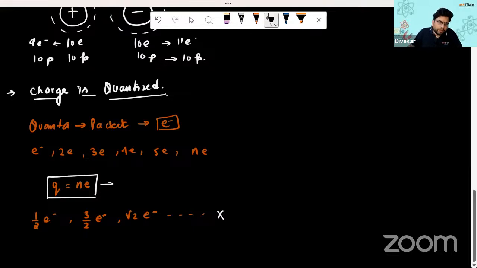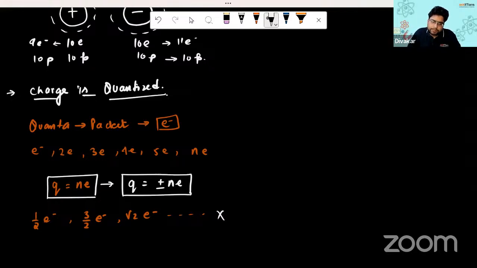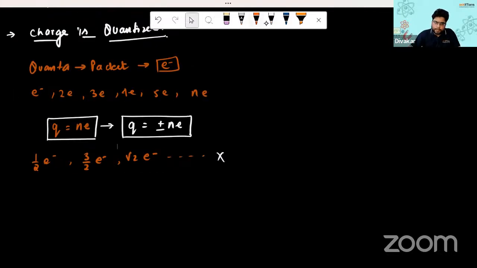Now this could be positive or negative, so sometimes you can also write it like plus minus n. I hope this is clear, that this is what charge quantization is. Charge quantization basically means that you can transfer charge only in the form of packets, and 1 packet here represents 1 electron. So let's solve a few questions to understand this better.